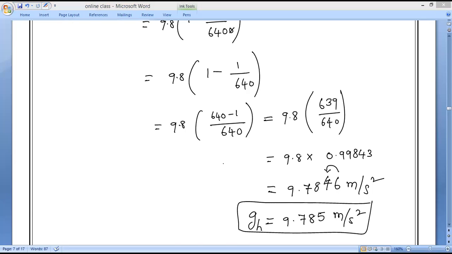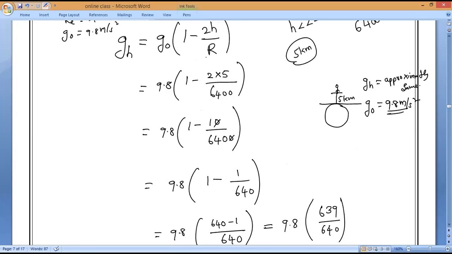So from these two examples, you have to conclude one thing. When we are moving above from the ground, does the G value decrease or increase? That is my question. Everybody, G value decreases or increases? Decreases, sir. Decreases. That is what you should understand, everybody. Okay, that is all about the altitude.